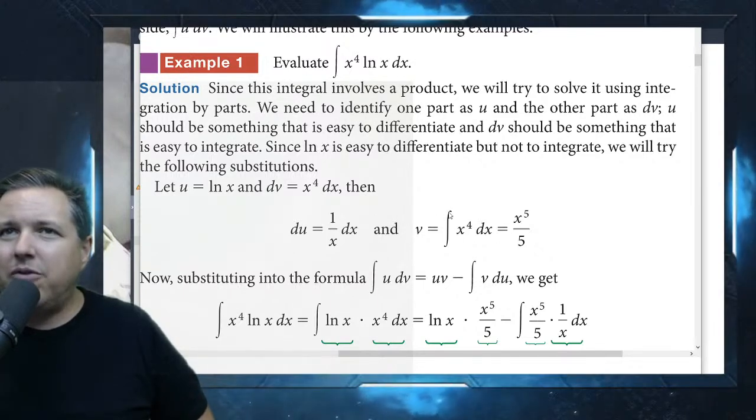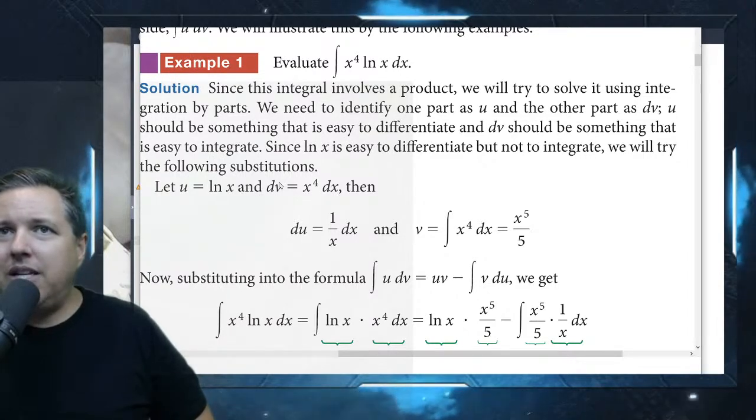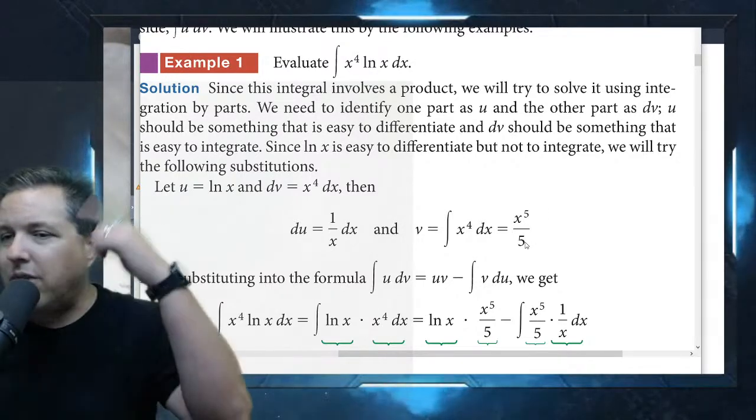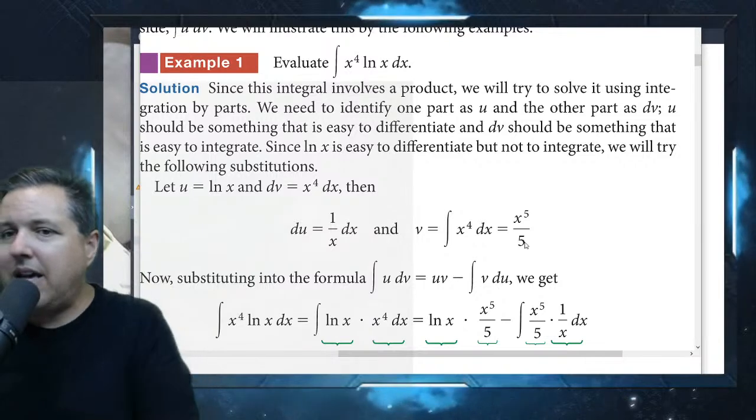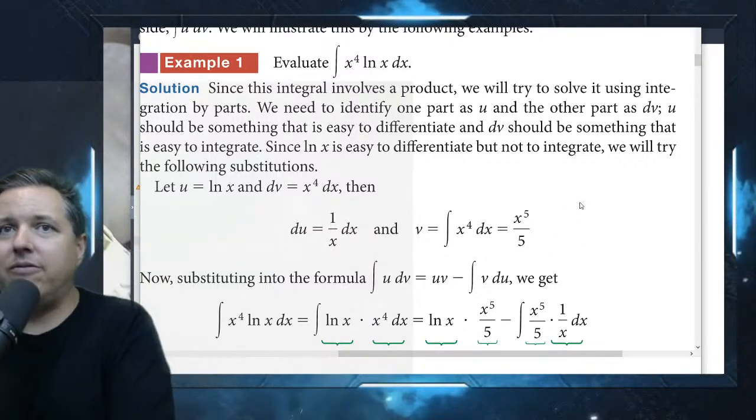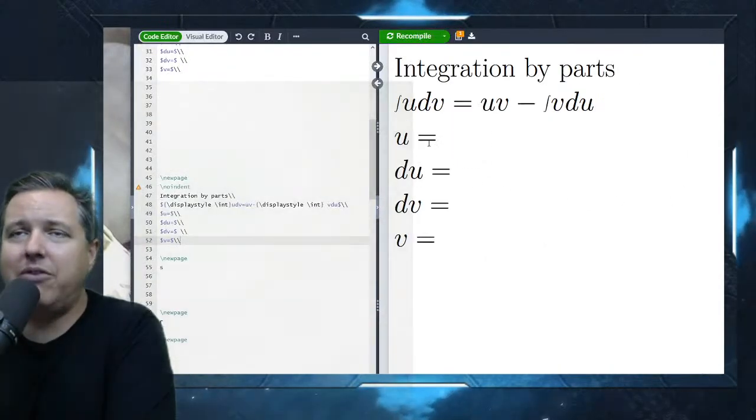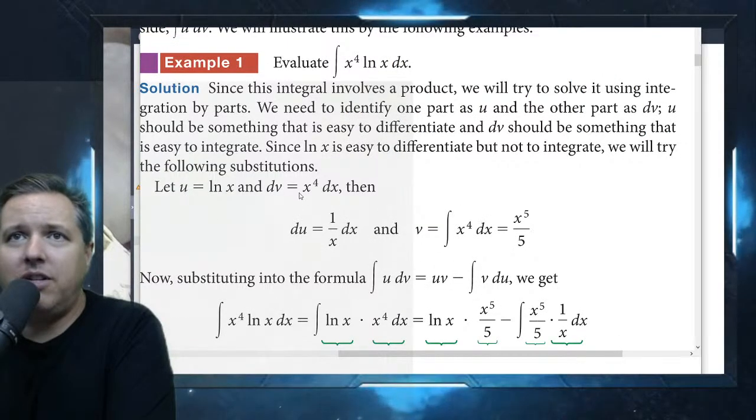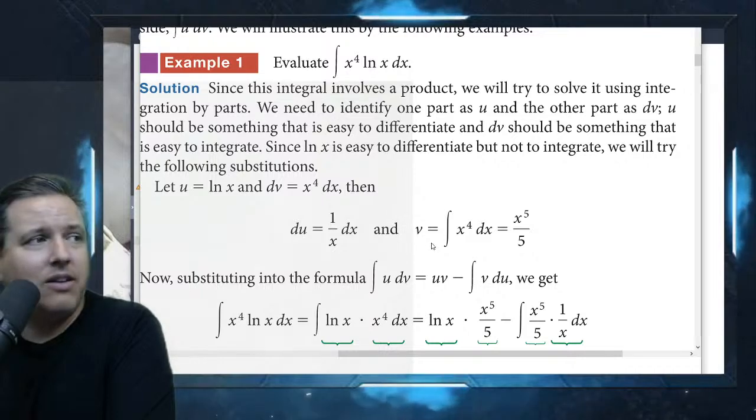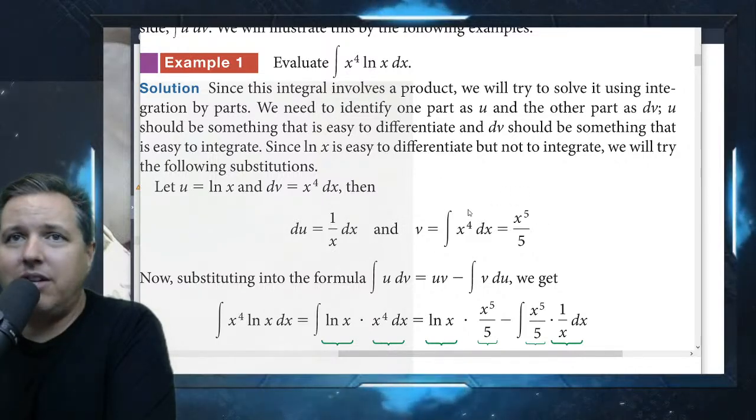Okay, where did this v come from? Well, if dv is x to the 4th dx, then we need to integrate this part in order to get it. So we take the integral of x to the 4th dx to get x to the 5th over 5. So you just integrate: raise that exponent by 1, divide by that new exponent. So x to the 5th over 5. Okay? So now we have these 4 pieces. Kind of how I have them laid out here, u, du, dv, v. We've got them labeled here, u, dv, du, v. So you've got your 4 pieces. They just have it written differently.